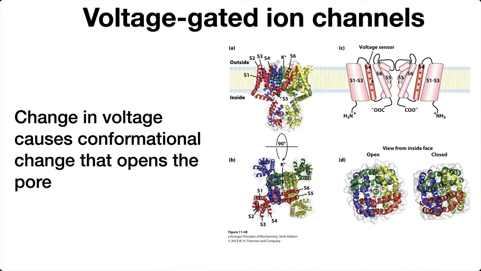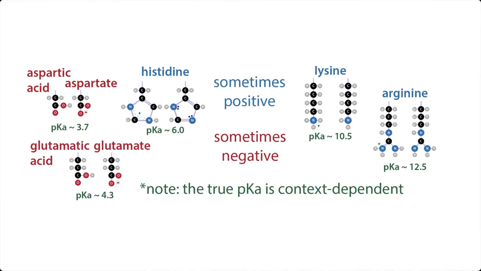You've got the positive being attracted to negative and negative to positive, and positive repelled by positive and negative repelled by negative. All of those are going to cause the protein to change shape a little, to undergo a conformational change that will then open or close the channel. So that would be an example of a voltage-gated ion channel.